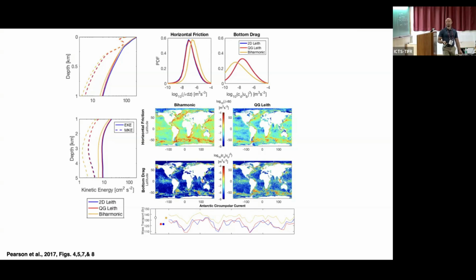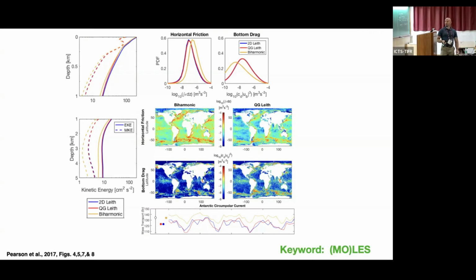And so maybe that's not surprising, but it's kind of cool that the model needs to dissipate energy somehow. And so even if you tell it to dissipate less via viscosity, it will find a way, and therefore it'll actually shove a lot of that energy dissipation into the bottom. Whether that's a good thing or not, we're not totally sure, but it definitely has a strong control on things like circumpolar transport, as well as other stuff, like the overturning circulation.